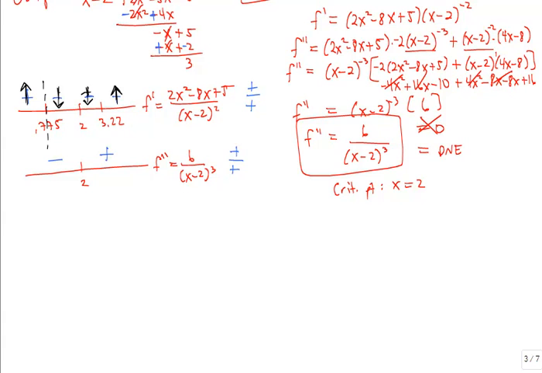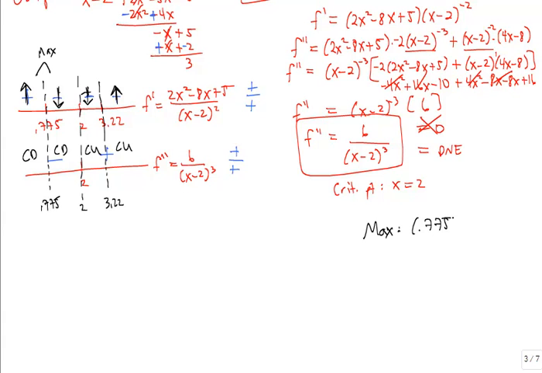So if I draw in my little dashed lines at each of these critical numbers, then this will be concave down, and both of these will be concave up. Now we also had some relative maxes and mins. So if you look back at our signs, we had a plus over here and a minus over here. So that's going to be a max at 0.775 for the x value.